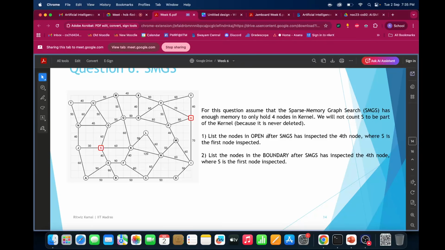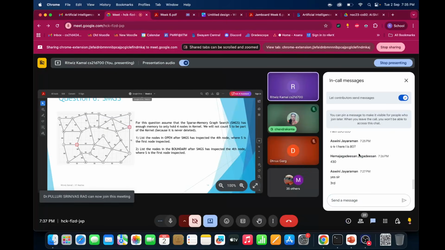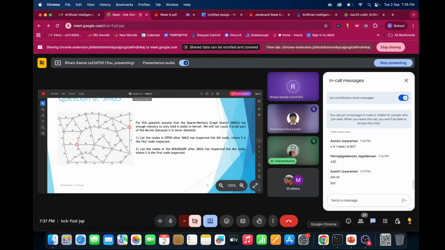More nodes will move into the closed, so at every step the boundary and the kernel will get updated as we inspect more and more nodes. What this question tells us is that we have to list the nodes in the open after SMGS has inspected the 4th node, where S is the first node to be inspected, and also list the nodes in the boundary after SMGS has inspected the 4th node. So is the question clear? Yes. Okay, great. Then let's try to solve it step by step.